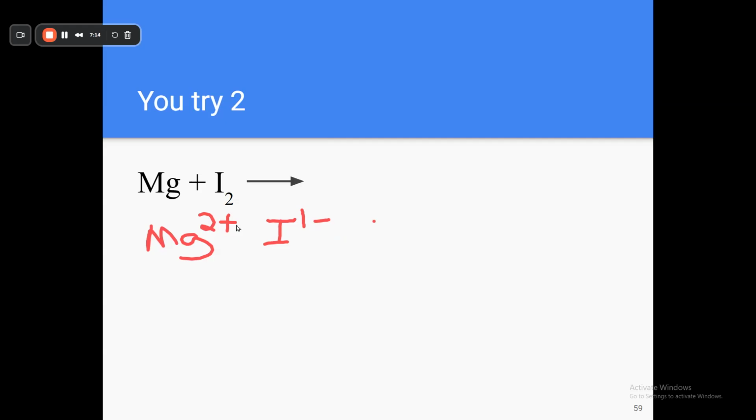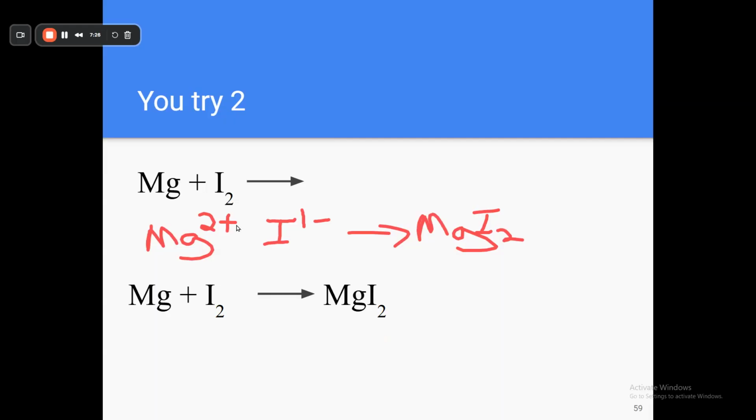Since these are not the same, we'll need multiples. So you get MgI2. And we're making an ionic compound. We take a look at this and we try to balance. Since there are 2 iodines on the right, 2 iodines on the left, there's nothing that needs to be changed. There's 1 magnesium on the right, 1 magnesium on the left, nothing to change. So your balanced equation, if you really want to, you can say 1 Mg plus 1 I2 forms 1 MgI2. But again, the ones in front are not necessary.